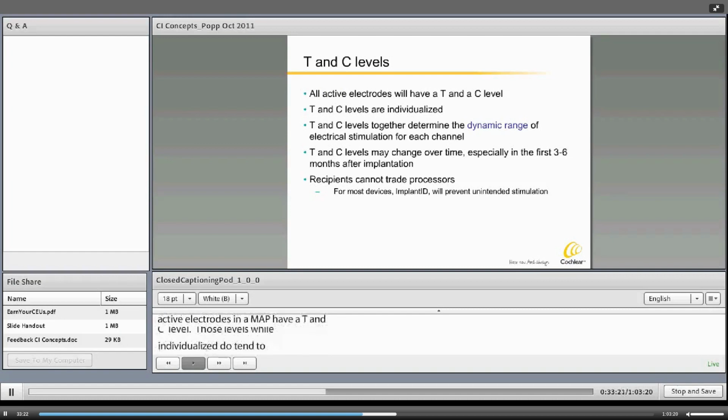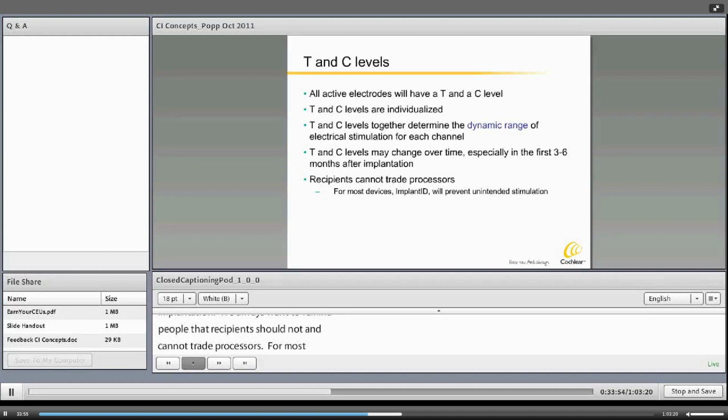All active electrodes in a map will have a T and a C level. Those levels, while they're individualized, do tend to be fairly similar with all of the current devices that are on the market. The range between the threshold and comfort level is described as the dynamic range of that channel. And those T and C levels will change over time, especially in the first 3 to 6 months after implantation.